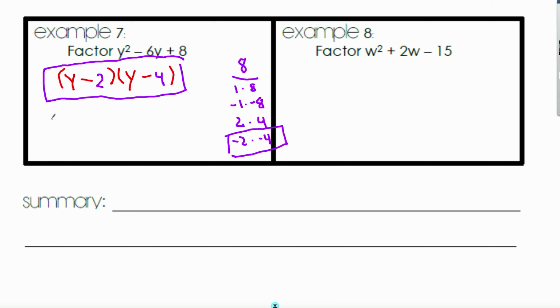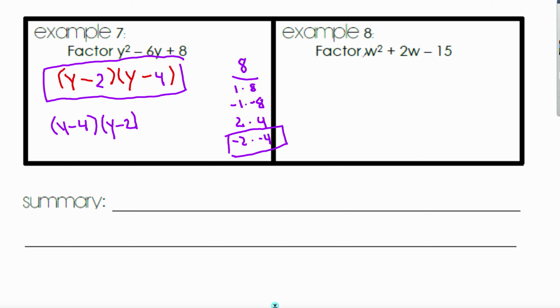And something I always get asked is if they could write this way. And the answer is yes, yes you can. That is also correct. Since the y was just a 1y and a 1y, they are not unique, so you could write it that way.